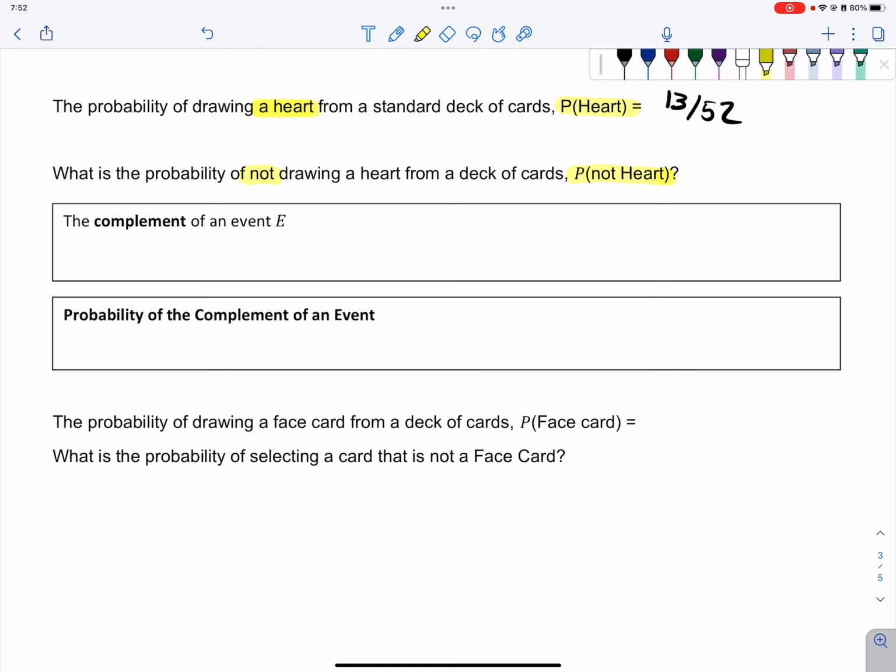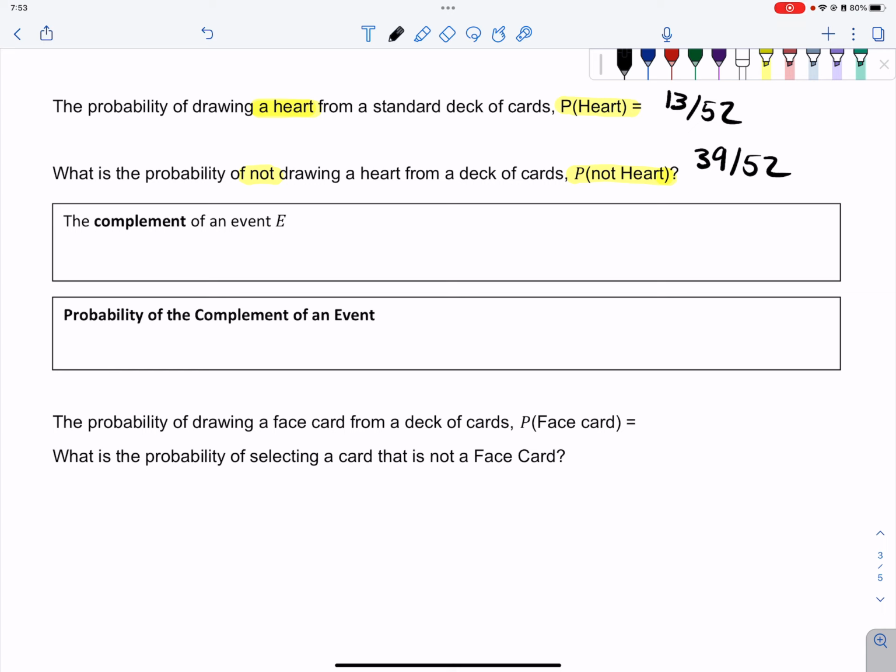Well, in our deck of 52 cards, 13 of them are hearts, which means that the other 39 in that deck are not hearts. So our probability of not getting a heart is 39 out of 52. It's essentially what we have left over that do not satisfy that criteria of being a heart. This essentially is what we call the complement of an event.